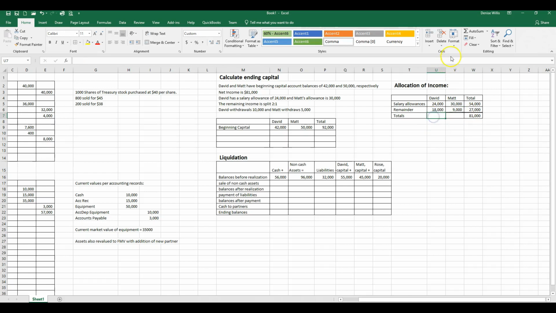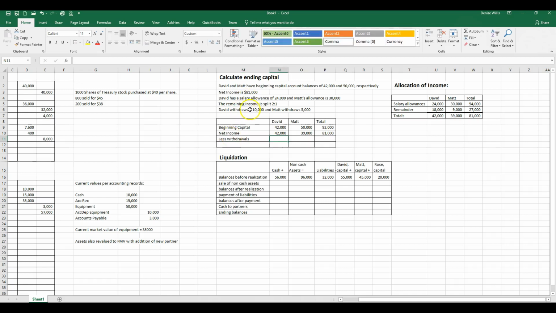Now that we've allocated everything, we can add them up. David's going to get 42,000 and Matt's going to get 39,000. Altogether, that adds up to our 81,000. So back to this problem over here. We have beginning capital, and to that capital we're going to add net income. David is getting 42,000. Coincidentally, it is the same as beginning capital. That was not intended. 39,000 is going to Matt, and that means we've given a total of 81,000 in net income. Now we're going to subtract our withdrawals.